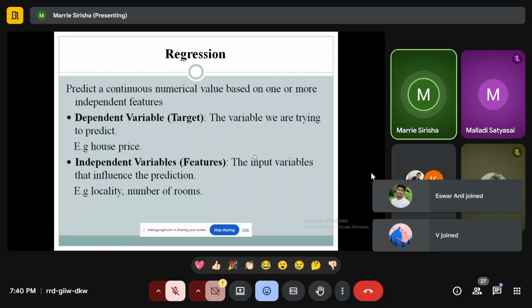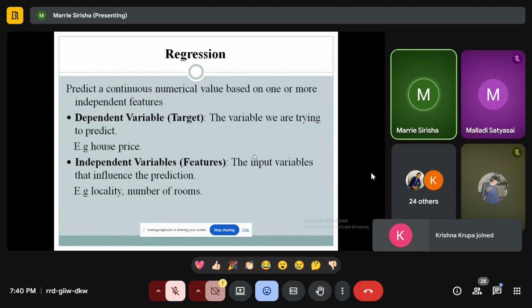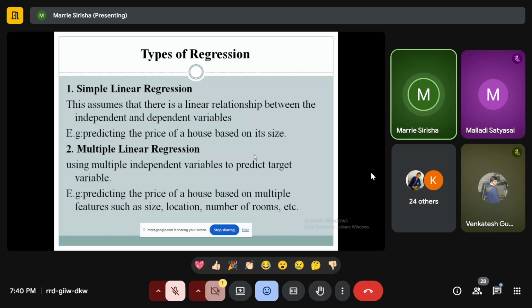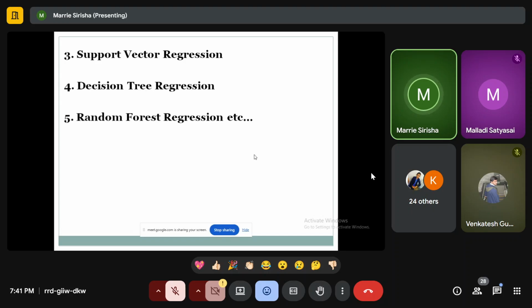Unlike classification, where we have two categories like yes or no, male or female, spam or not spam, regression is not like that. In regression we predict a continuous numerical value, like stock prices. Does a stock price have a fixed number? No. It is a continuous numerical value that changes day to day, right? So that is regression. In regression we also have different types: simple linear regression, multiple linear regression, support vector regression, decision tree regression, and random forest regression. These you are going to see now. How does it work?